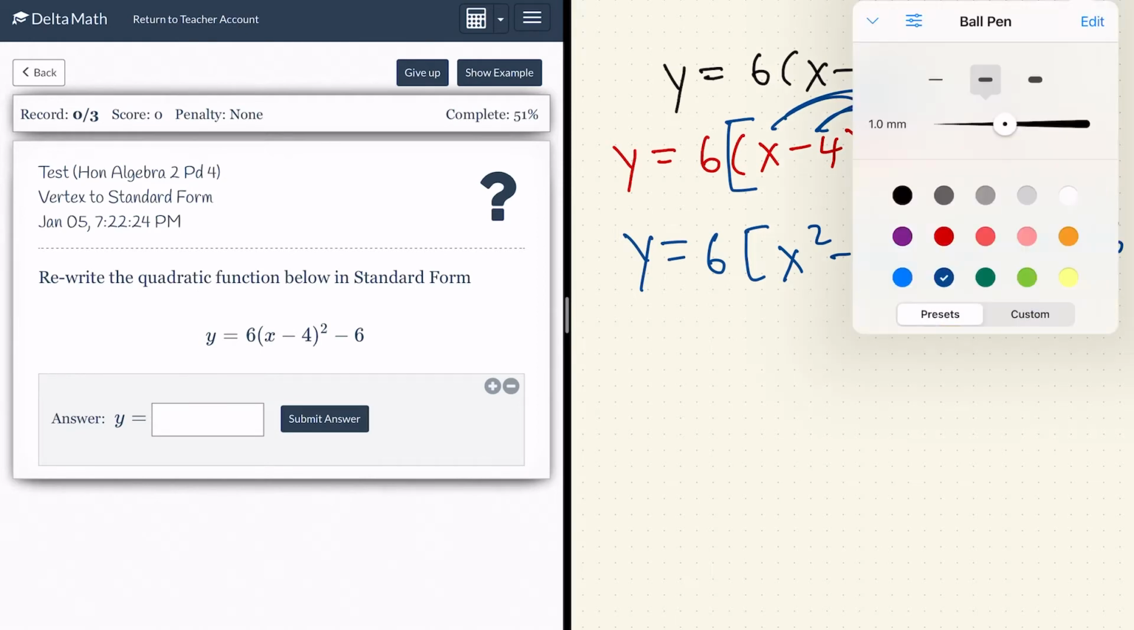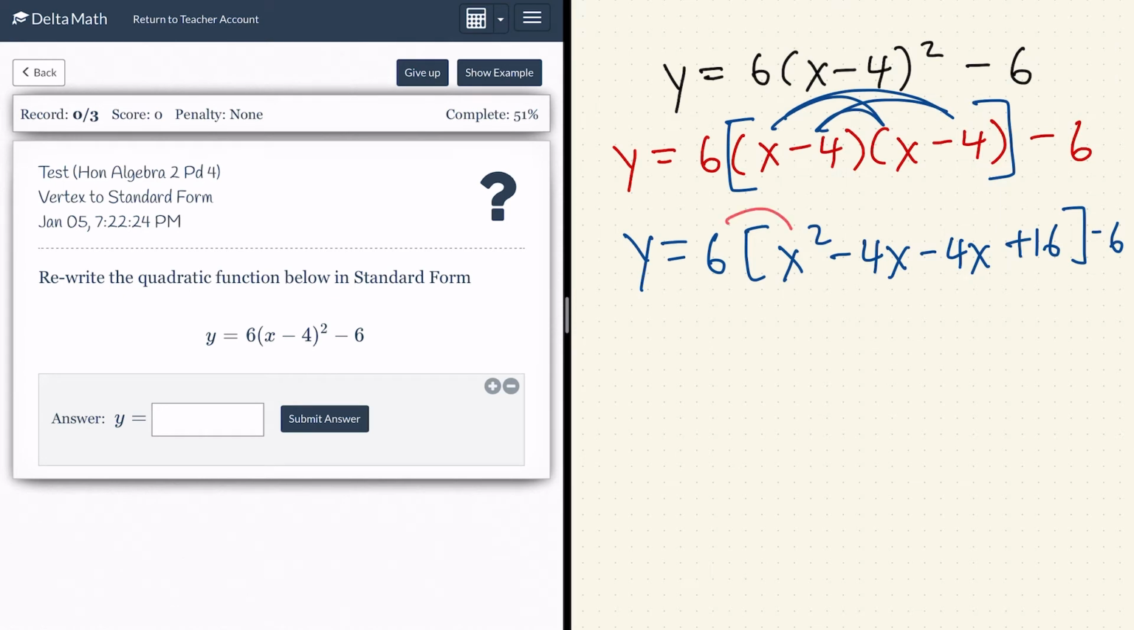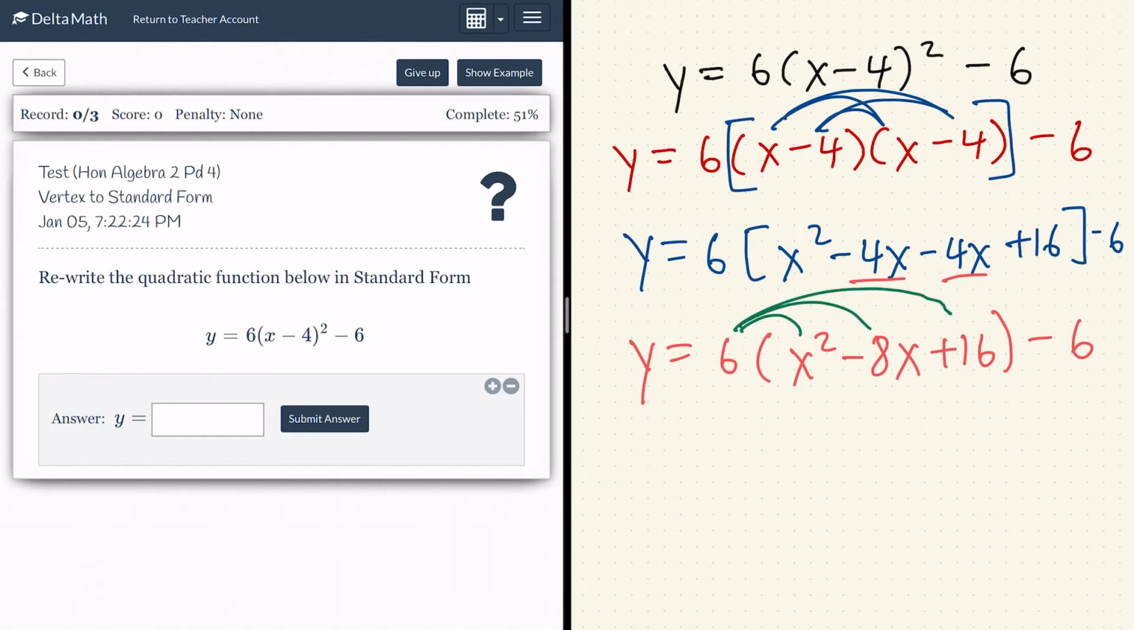And then we distribute the 6 to each and every single term now. Or what we could do is combine like terms. It's just a matter of preference. And I want to switch the square bracket down to parentheses. So we have 6 parentheses x squared minus 8x plus 16, close parentheses, minus 6. Once we're done, we distribute the 6 to each and every single term.